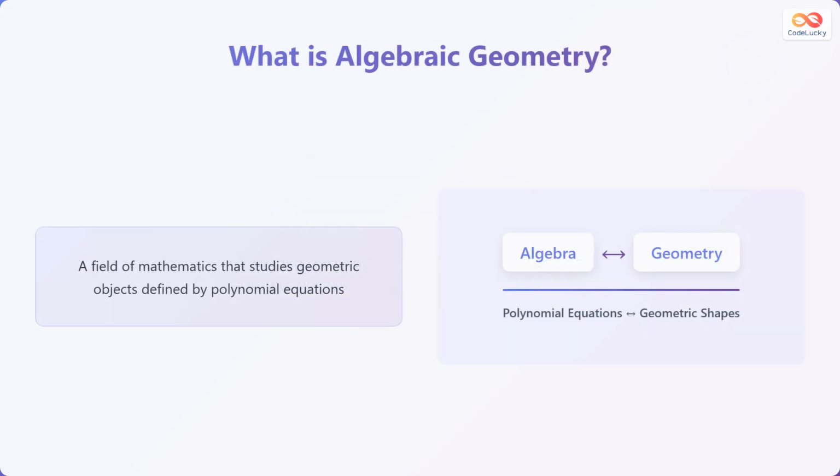Algebraic geometry is a field of mathematics that studies geometric objects defined by polynomial equations. It builds a bridge between algebra and geometry, where polynomial equations correspond to geometric shapes. On one side, we have algebra dealing with equations and abstract structures. On the other side, we have geometry concerned with shapes and spaces. Algebraic geometry provides the connection, allowing us to study geometric properties using algebraic techniques and vice versa. This interplay is fundamental to understanding both fields more deeply.